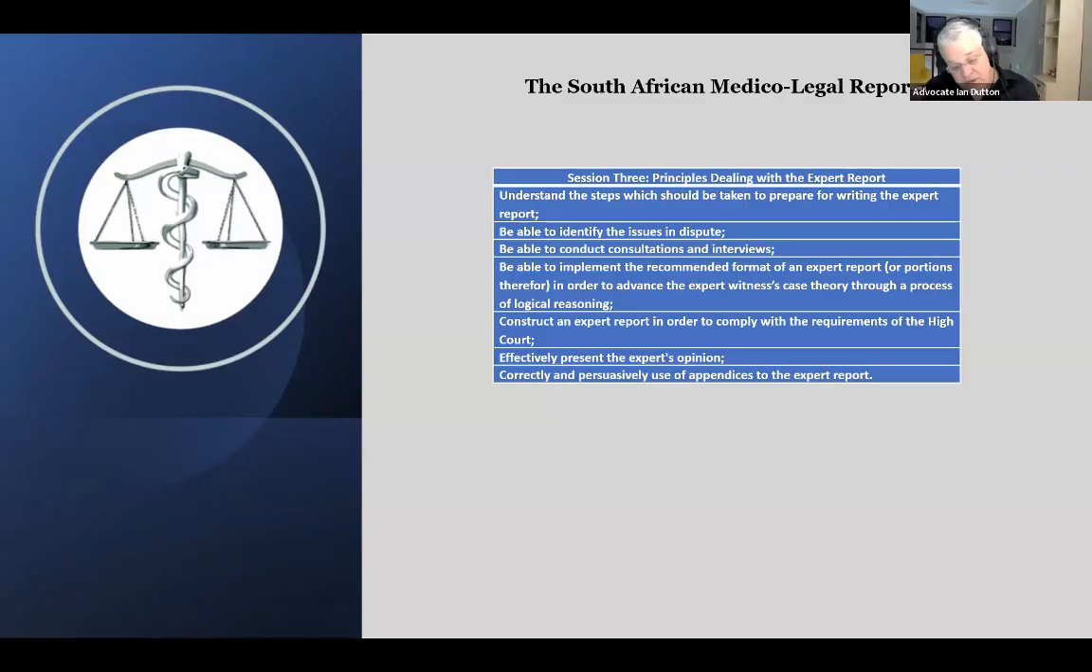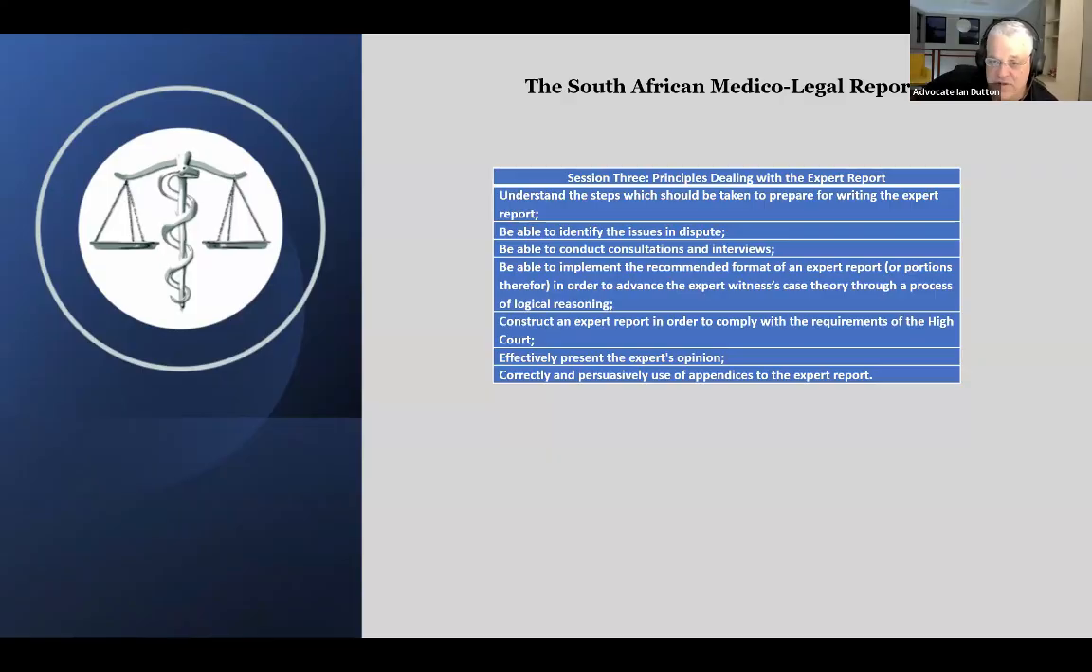So again, we take you through step by step how to deal with the facts, how to deal with inferences and assumptions, and there are quite a number of steps in that process, but it takes you through advancing your case theory and providing a coherent, logically reasoned report, which should be persuasive and should then win the day as far as your area of expertise is concerned.